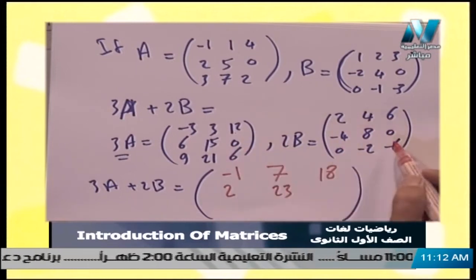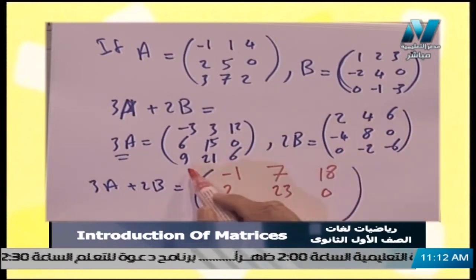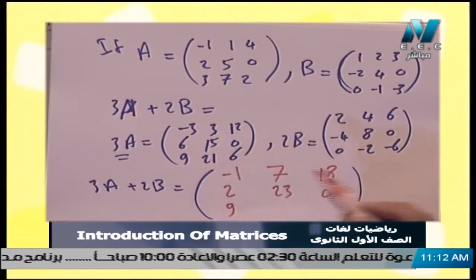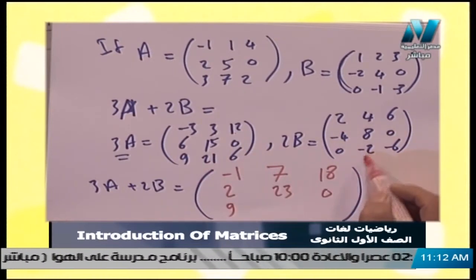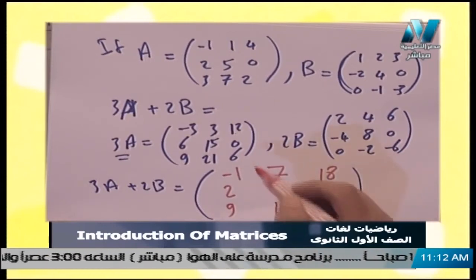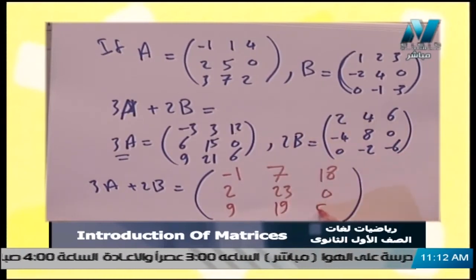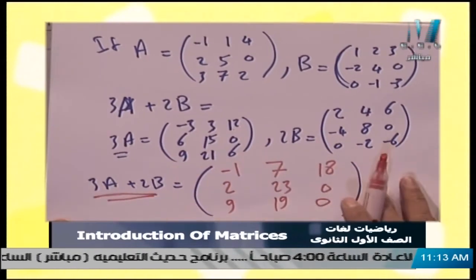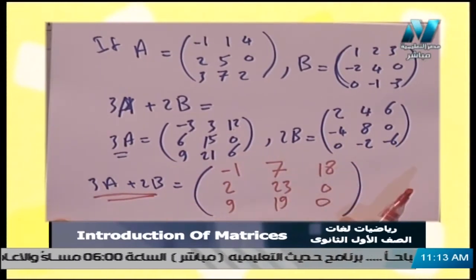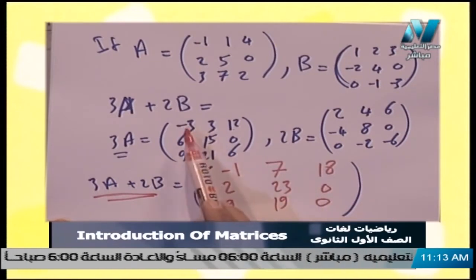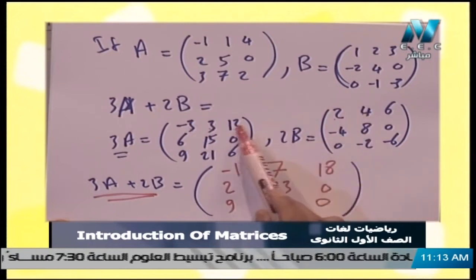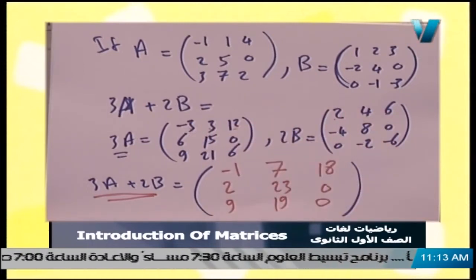0 plus 0 equals 0. 9 plus 0 equals 9. Okay. 21 plus negative 2 equals 19. 6 plus negative 6 equals 0. So the final answer is this matrix. We have added each element with its corresponding element. It's very easy for you. Okay?